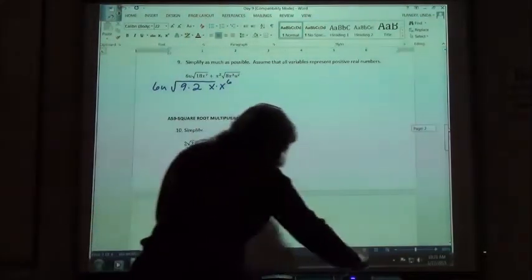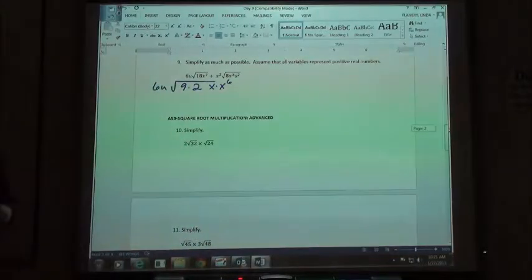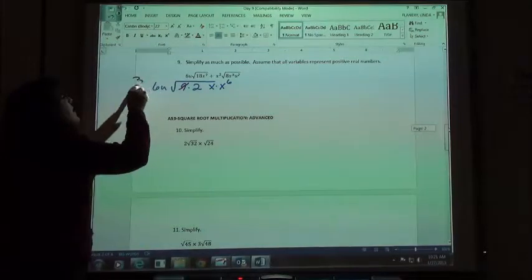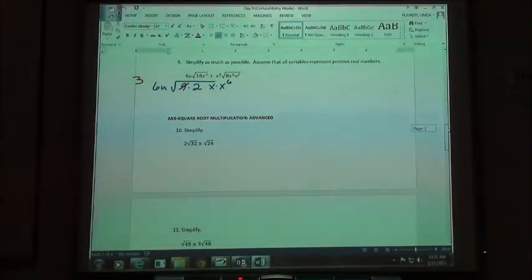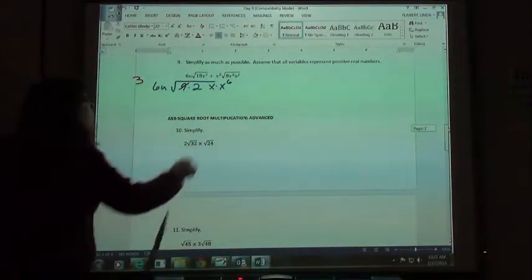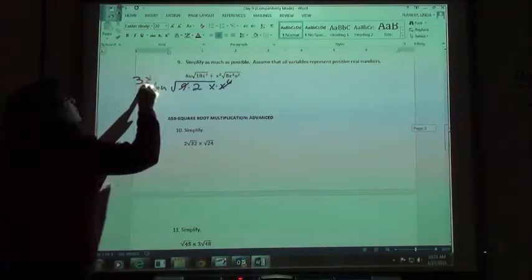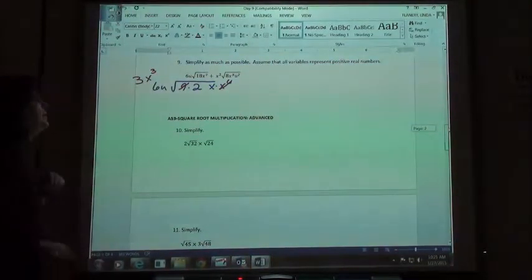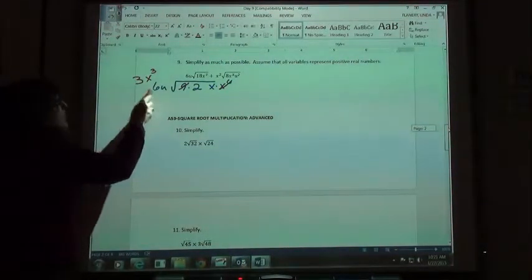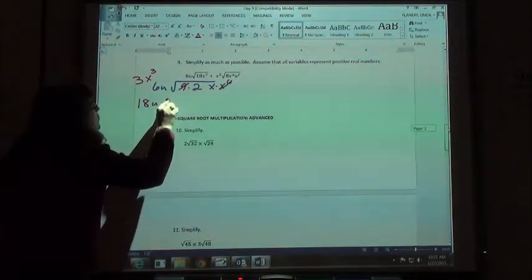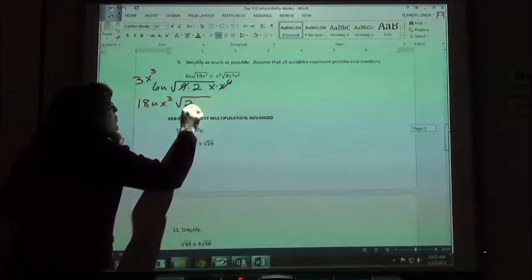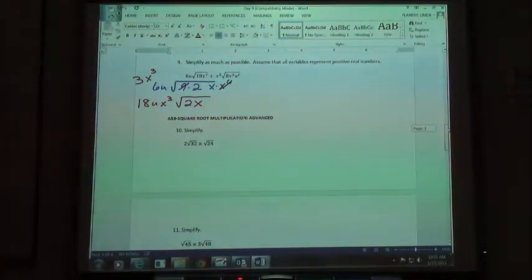So now when we take out our square roots, we can take out 9. The square root of 9 is 3. And we can take out the square root of x to the 6th, right? Yep. So we're going to take out x to the 3rd. So 3 times 6 is 18. Again, I'm going to put them alphabetically. So u x to the 3rd square root of 2x is what we get when we simplify that.